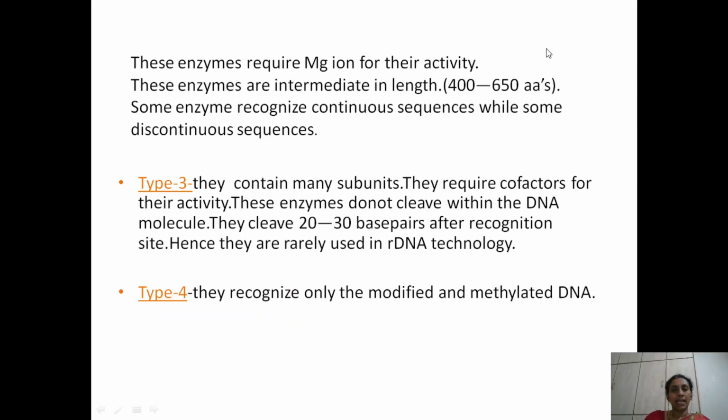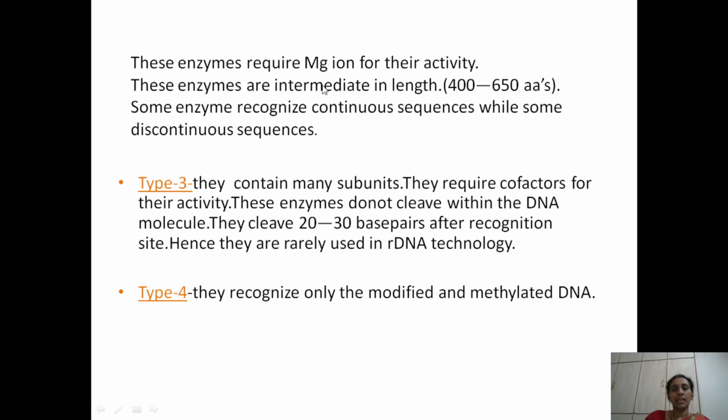Next, these type 2 enzymes require magnesium ion for their activity. We already studied in the previous slide that cofactors are required for the enzyme's action. So these type 2 enzymes require magnesium ions as cofactors, Mg2+.